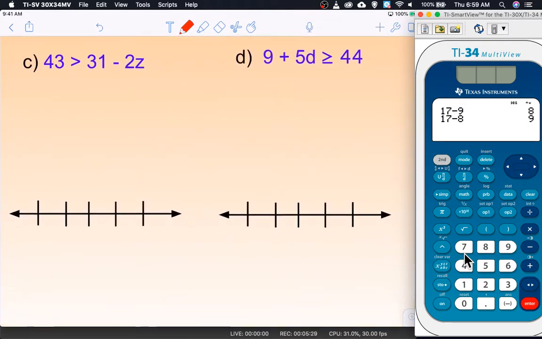Okay, I did 2. You do 2. Go ahead and pause the video and do this right now. When you're ready to continue, hit play, and we'll go through it together.